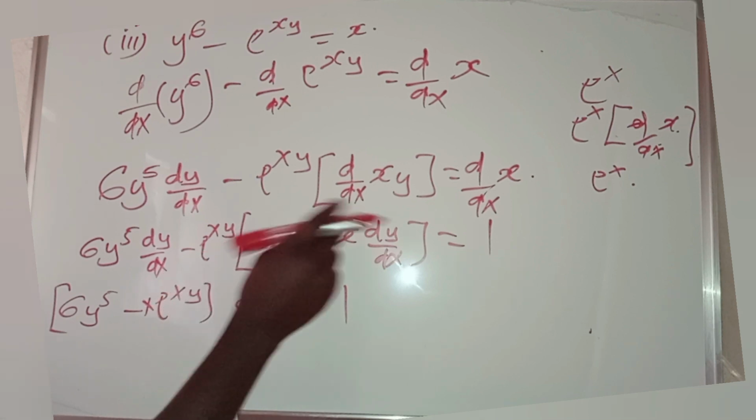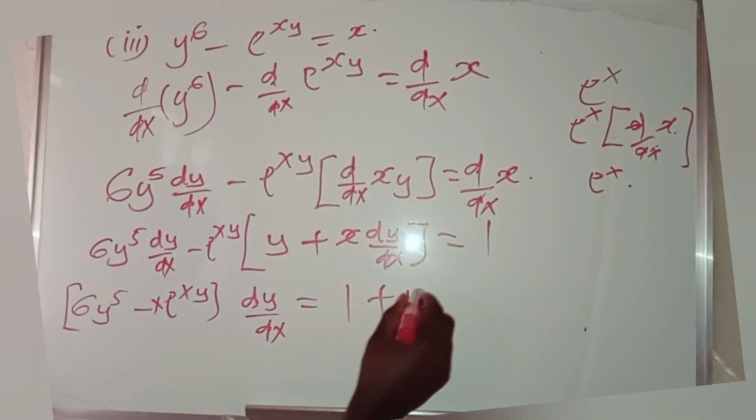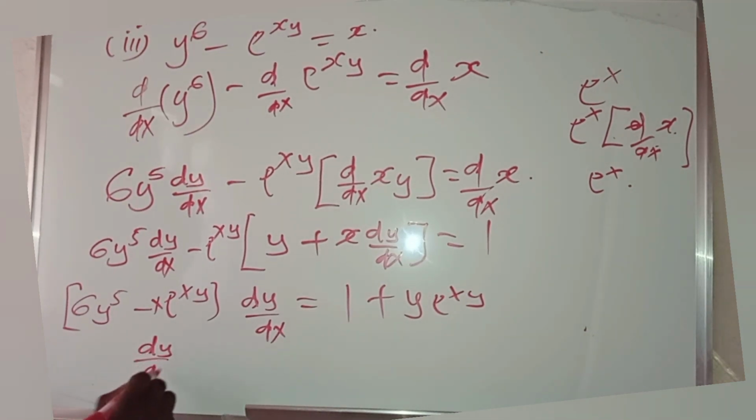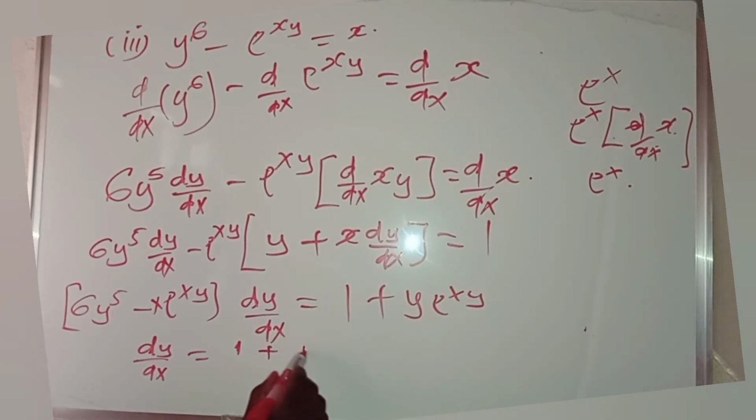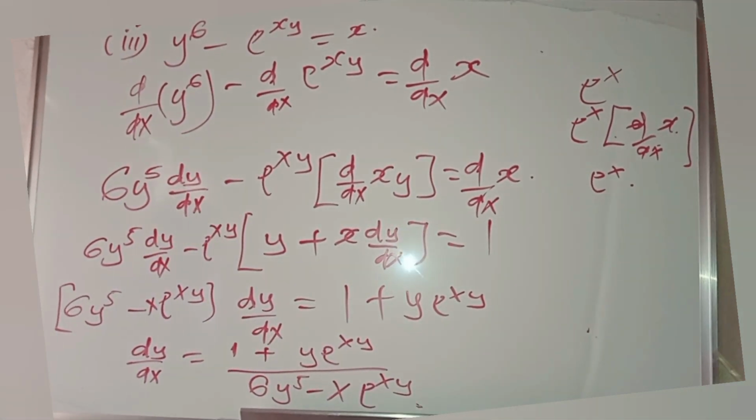exponential xy multiplied by y. So on the other side will be plus y times e raised to the power xy. So your dy over dx will be 1 plus y e to the xy, divided by 6y raised to the power 5 minus x e to the xy. It is simpler.